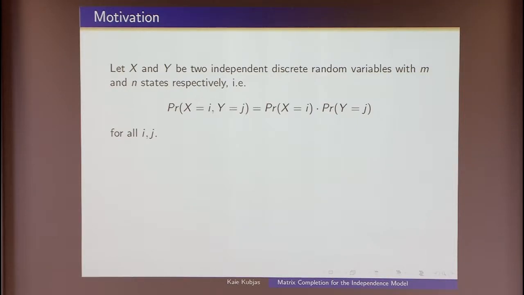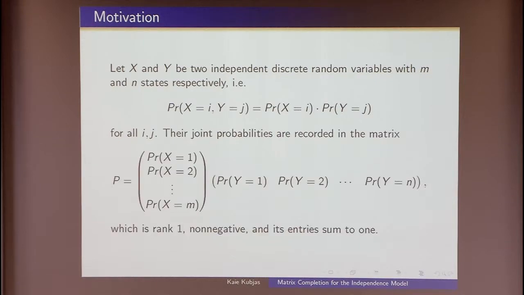So, motivation for this question. The question was communicated to us by Bernd Sturmfels, but it was originally posed by 2 statisticians, Vishesh Karwa and Aleksandra Slavkovic. It's related to independence modeling in statistics. Let X and Y be 2 discrete random variables with m and n states respectively. This means that the probability that X is equal to i and Y is equal to j is equal to the product of the probabilities of X equal to i and Y equal to j, for all i and j.